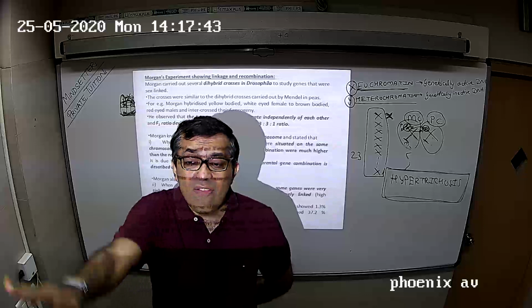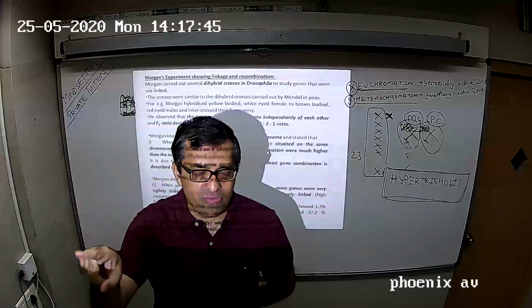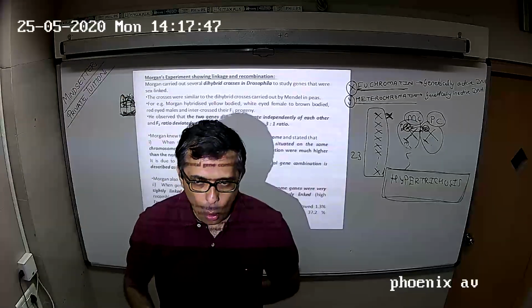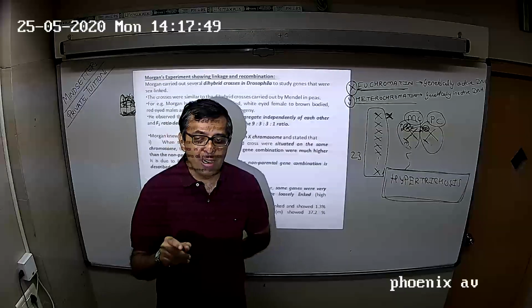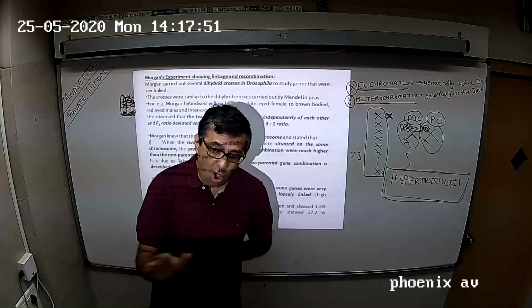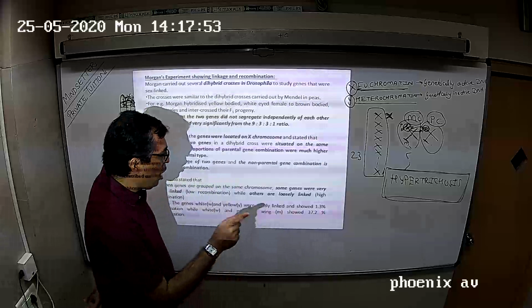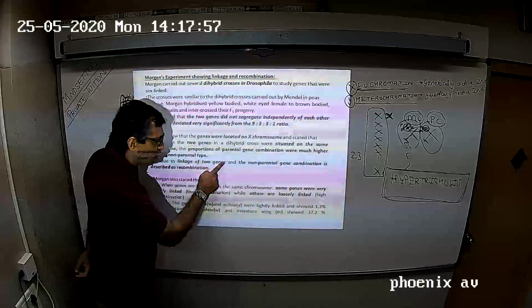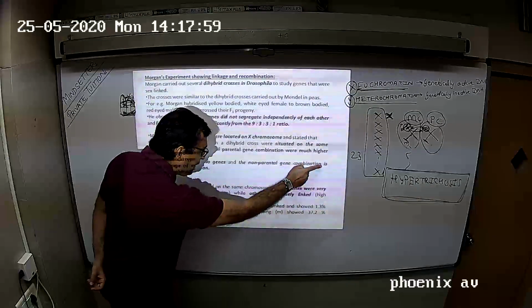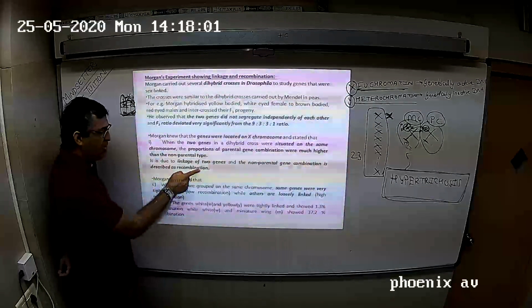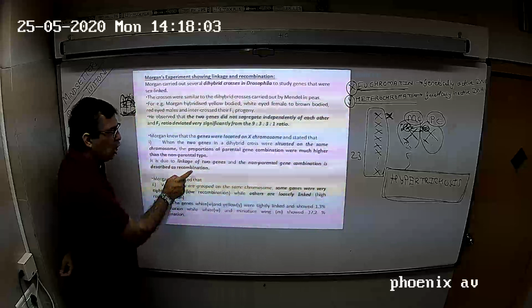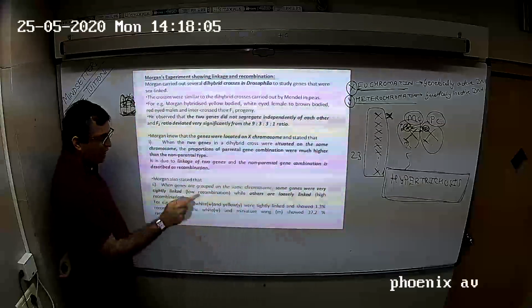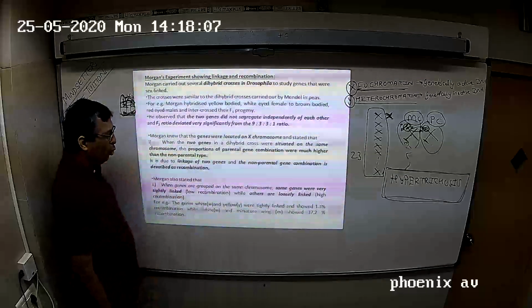So they were deviated away from the ratio of 9:3:3:1. Independent assortment between linked genes did not take place. And what were the conclusions? It was due to linkage of two genes that non-parental gene combination is described as recombination. So recombination के chances कम थे because of linkage of two genes.